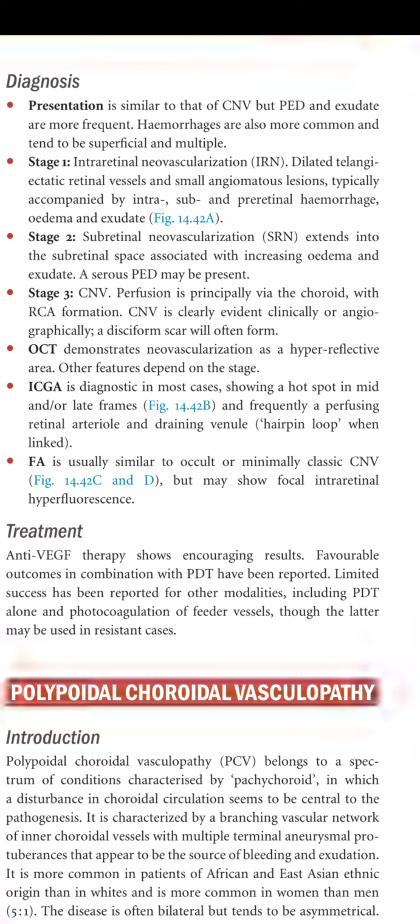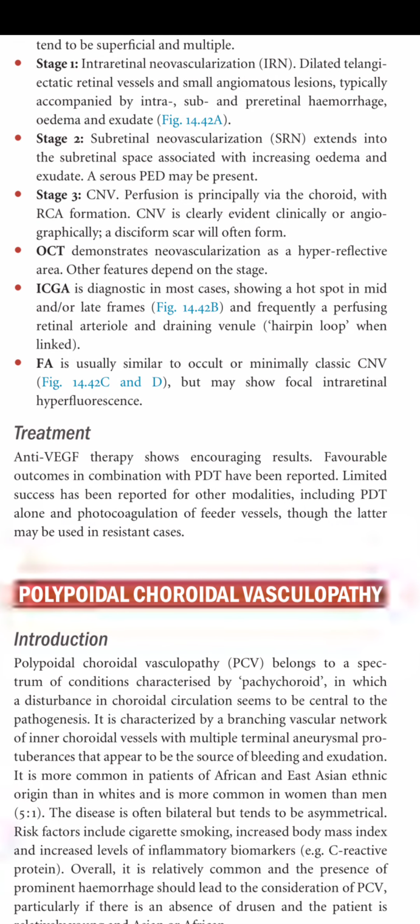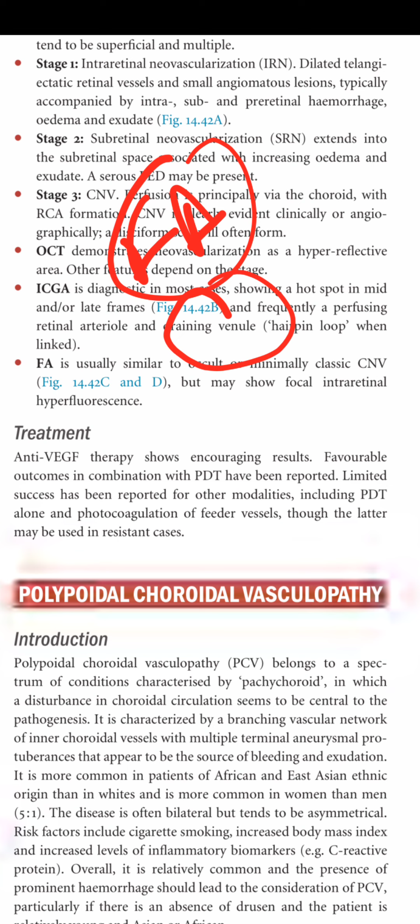OCT demonstrates the neovascularization as a hyperreflective area. So whenever there is a neovascularization, it will appear as a hyperreflective area in the OCT. Other features depend on stage. ICGA is diagnostic in most cases, showing a hot spot in the mid or late frames and frequently perfusing retinal arterioles and draining venules linked as a hairpin loop. Fluorescein angiography is usually similar to occult or minimal classic CNV but may show focal intraretinal hyperfluorescence. So FA will show as an occult or minimal classic CNV.